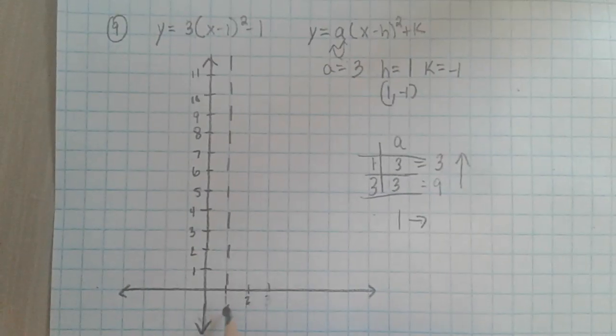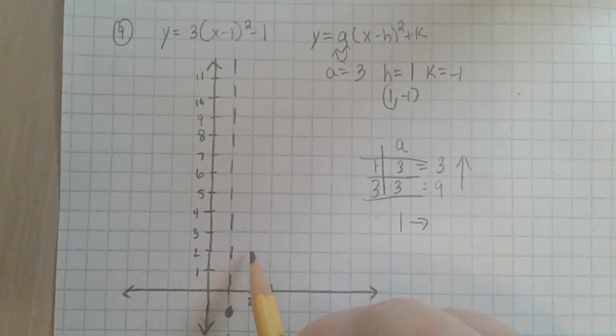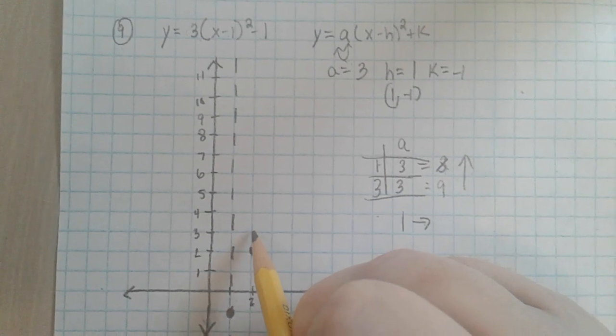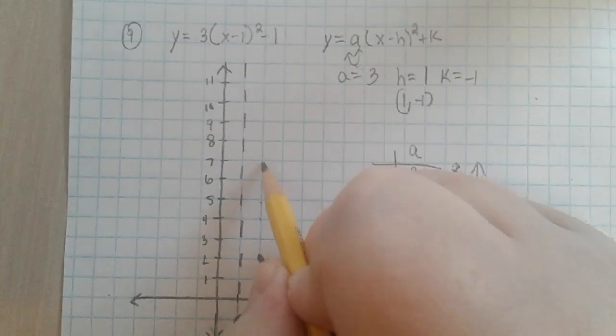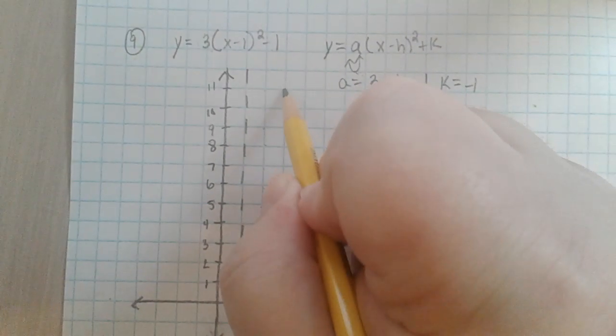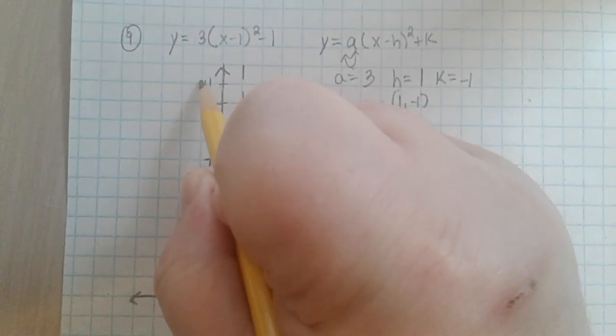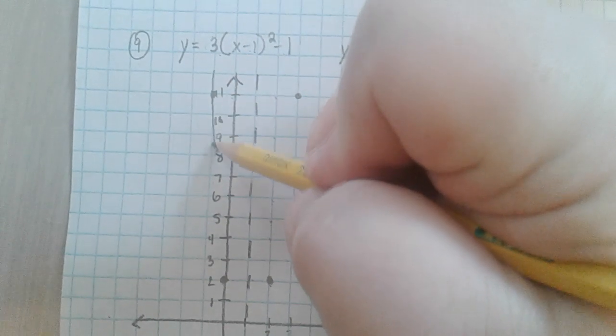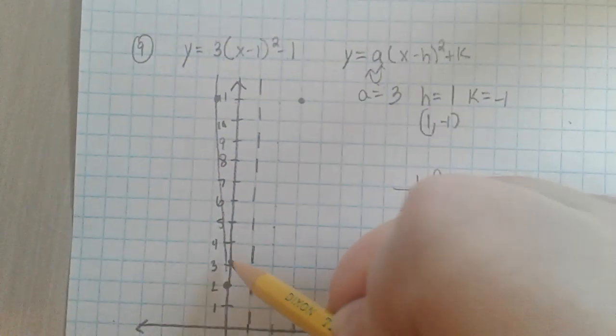So the first move is up 3, so I count up 3 units, over to the right 1. And from the second point, I need to go up 9 units. 1, 2, 3, 4, 5, 6, 7, 8, 9, over 1. Using the idea of symmetry, I'm going to reflect those points over. And I'm going to try my best to draw a smooth curve through these points.